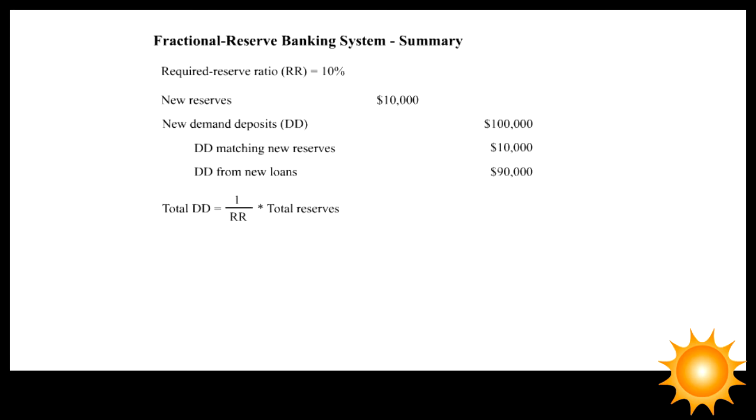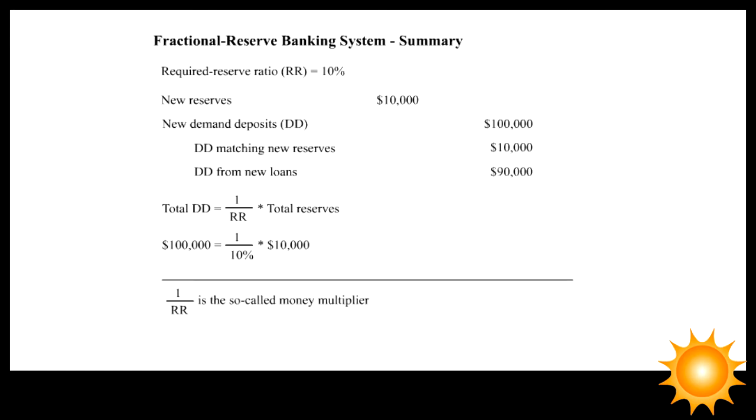Total demand deposits are therefore the reciprocal of the required reserve ratio times the injected reserves. The reciprocal of the required reserve ratio is the so-called money multiplier. It is analogous to the income or expenditure multiplier, where MPS represents marginal propensity to save.